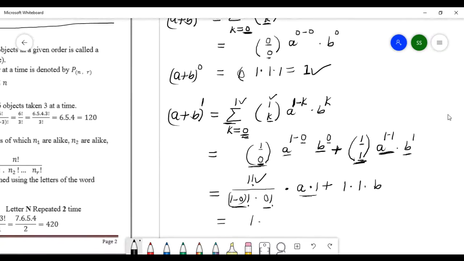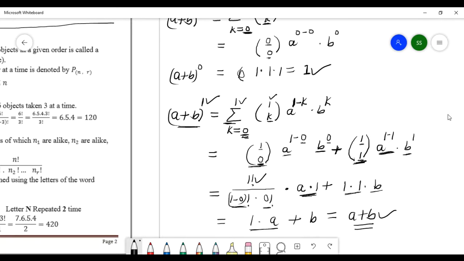And here a times 1 is 1, a times 1 is a, and plus this 1 times 1, and 1 times b is b. So this comes 1 times a is a, so a and plus b, this is a plus b. Okay. So a plus b power 1, this one, this is a. So you can use this formula, right?